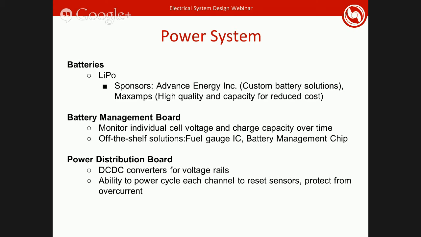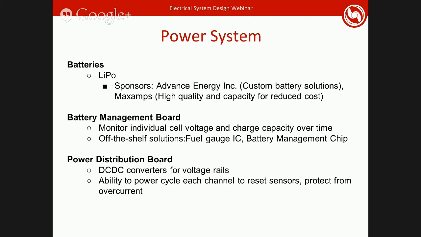And then from there, we have our battery management board, which will look at cell voltages and charge capacity, and will let us know if we are discharging our packs correctly and safely, and make sure that over time, we can see how well our battery is performing.